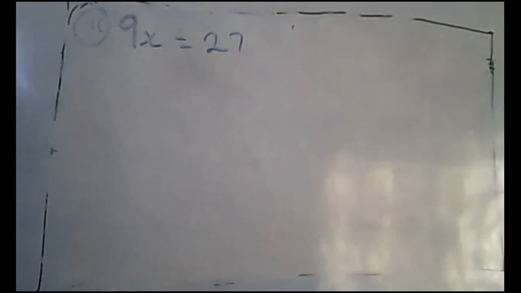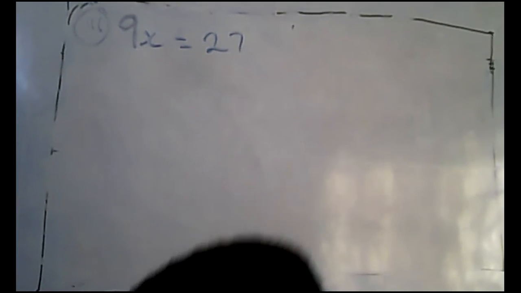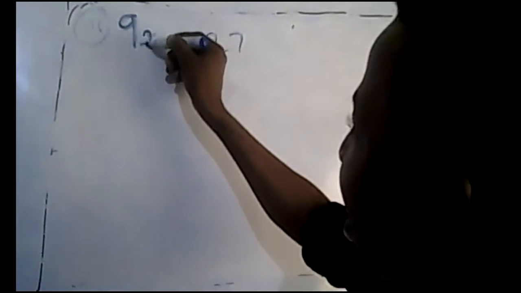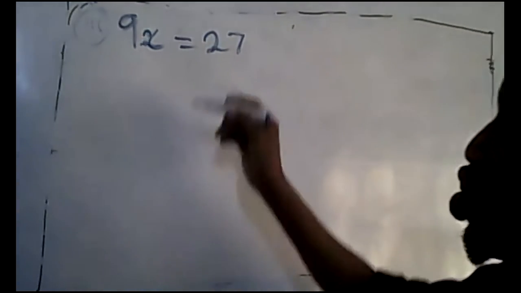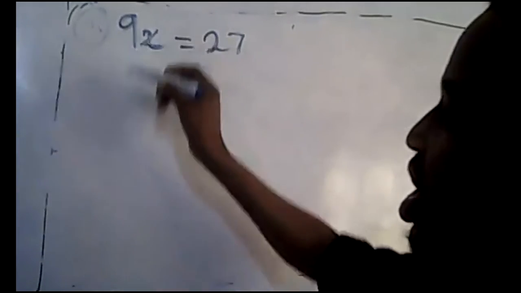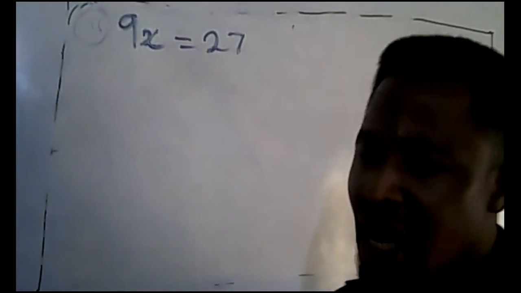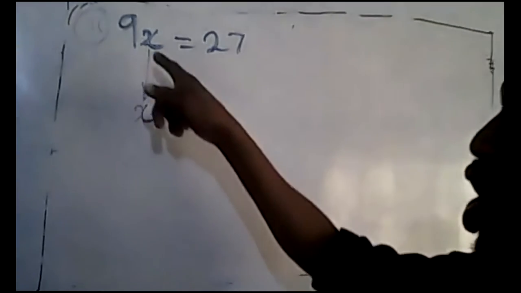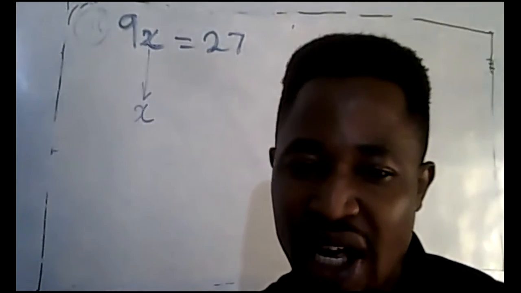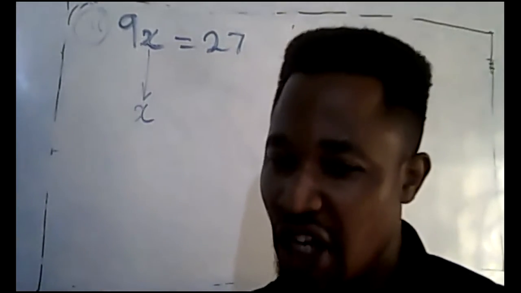Now, a number is attached to x, and that number is 9. 9x equals 27. Now, in order to get your x, something must be done. We need our x to be isolated so that x can stay alone. But before we do that, what sign bound x and 9 together? That sign is the sign of multiplication.